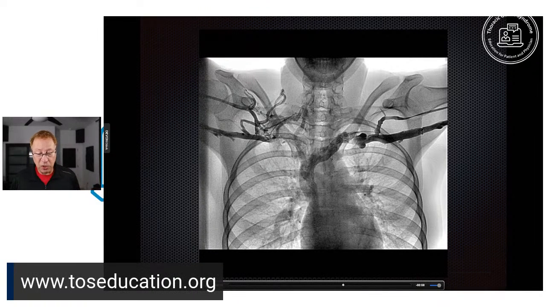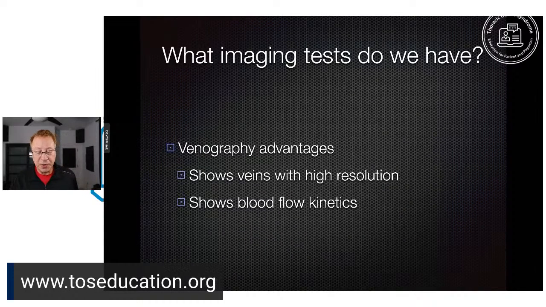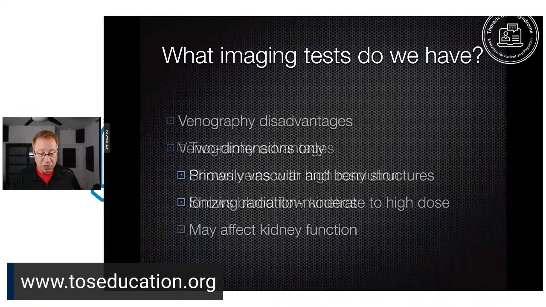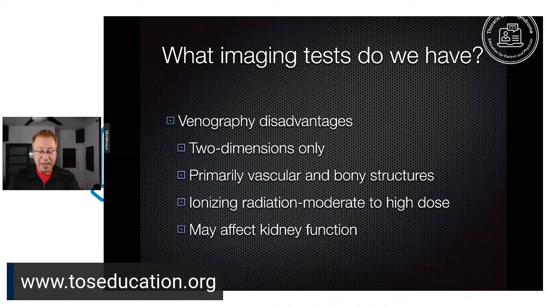Okay, so this is really good for looking at the veins, but it has the same advantages and disadvantages as arteriogram. It does show the veins with high resolution, and it does show you how fast the blood flows, the kinetics. The disadvantages include you only see two dimensions. You can't tell what's in front or back. You're seeing primarily vascular structures, which are the blood vessels, and the bony structures, but not the soft tissues very well. There's a decent amount of ionizing radiation. You want to be careful how long you look at these, because when you take the pictures, it administers X-rays. And because you give contrast, it may affect your kidney function.